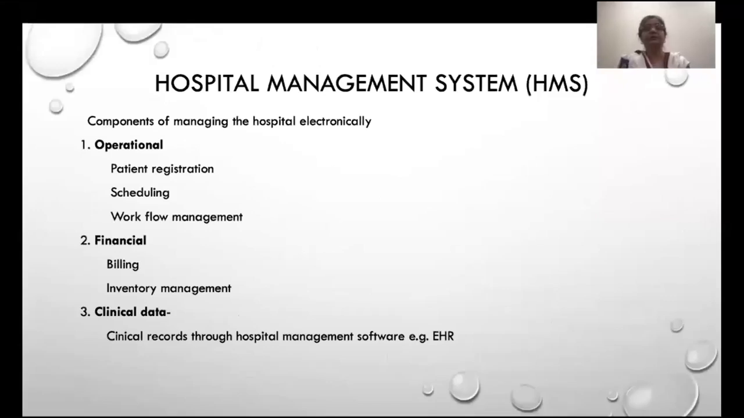So first of all, the hospital management system, and the components of managing this. It is a system by which you can electronically manage various components of the hospital, like operational components, which include patient registration, scheduling of various procedures, etc. Then workflow management. The financial component is billing and inventory management. Then there is clinical data, for which clinical records through hospital management software are called electronic health records.